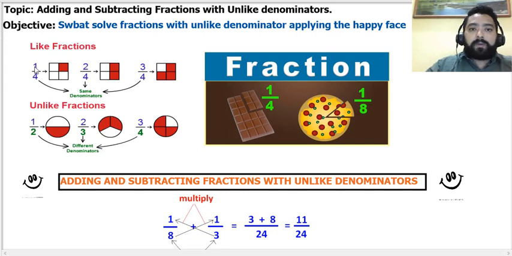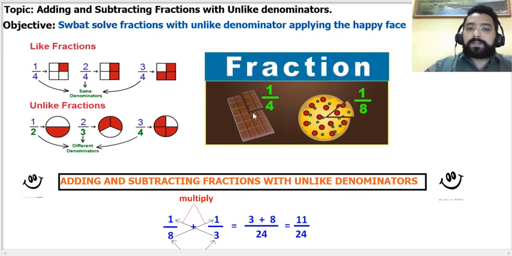Remember, the number on the top is the numerator and the one down is the denominator. So this is a denominator, a denominator, and a denominator. In this case, these are like fractions. In this case, we have unlike fractions because the denominators are different. As you can see, we have 2, 3, and 4. So different denominators are unlike fractions.